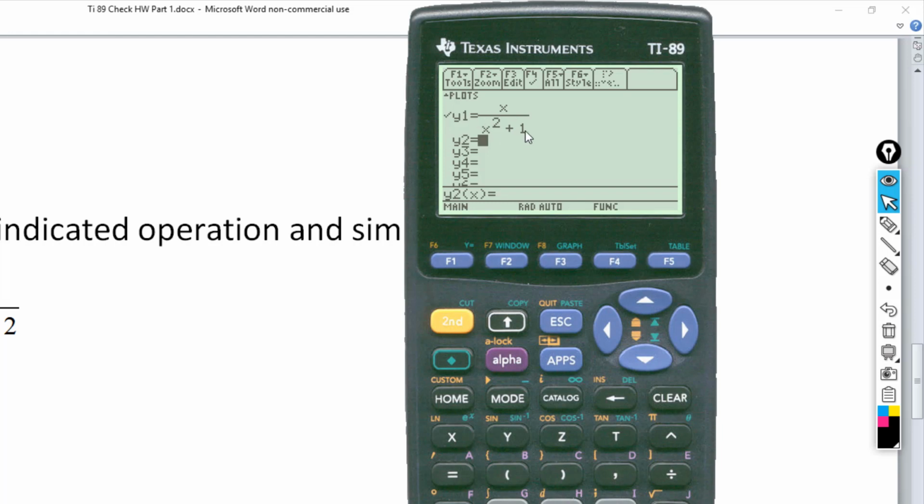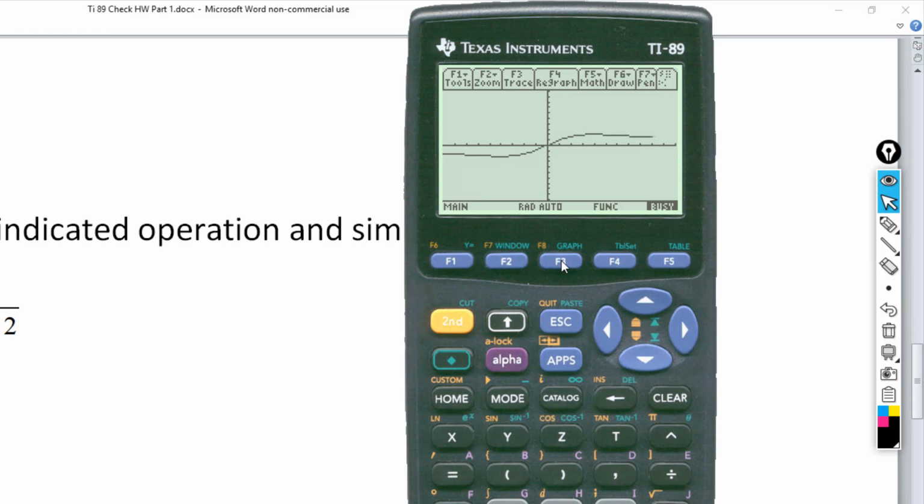And then we hit the little diamond, and then F3 gives you the graph, so there's what your graph looks like. Okay, so you can look at the table setup over here. Looks like it passes through the origin, goes up, and it should have a horizontal asymptote, which would be the x-axis, or y equals 0. Okay, so these are some of the things that the TI-89 can do in algebra.